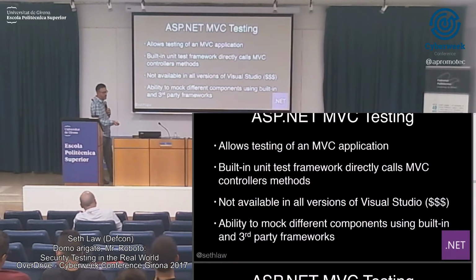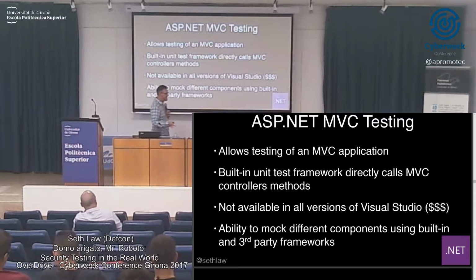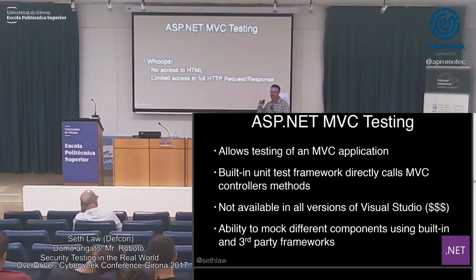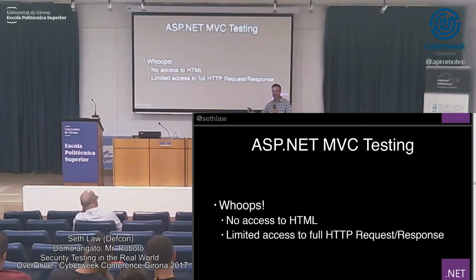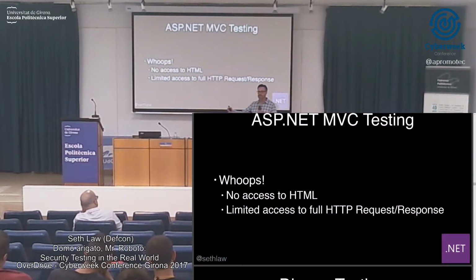The main thing I wanted to talk about was the differences in these testing frameworks that exist. ASP.NET by default has the same sort of things that we have in Java Spring. It's not available in all versions of Visual Studio, so unless you're paying money, you may not be able to access it completely. You can mock up the different components. But one thing I found with ASP.NET is that you have no access to the HTML. The way it creates the tests, it doesn't give you full access to everything within the HTTP request and response stream.